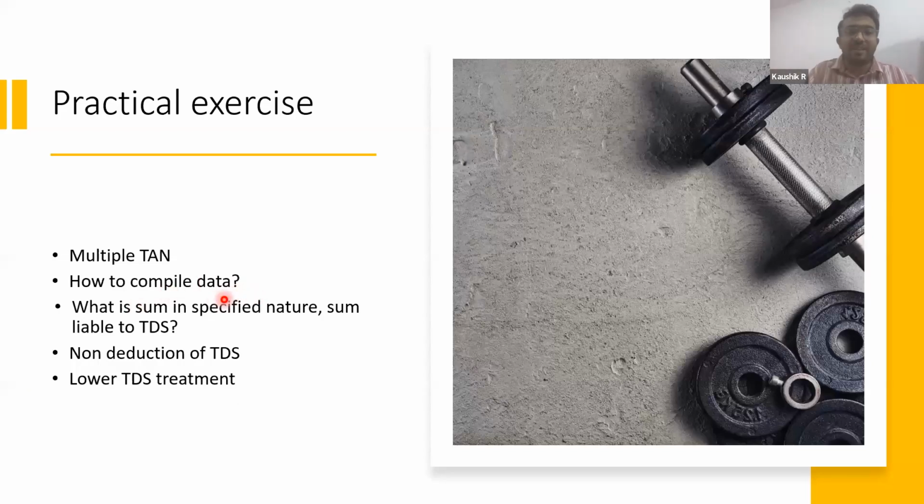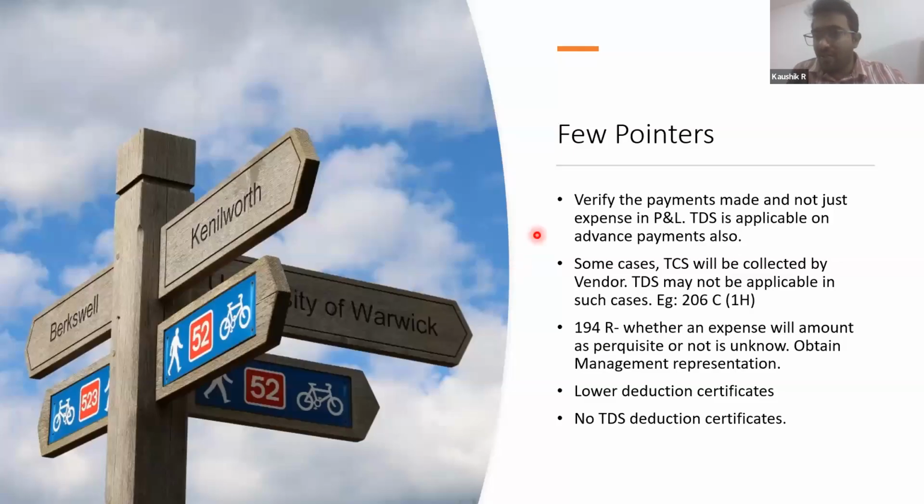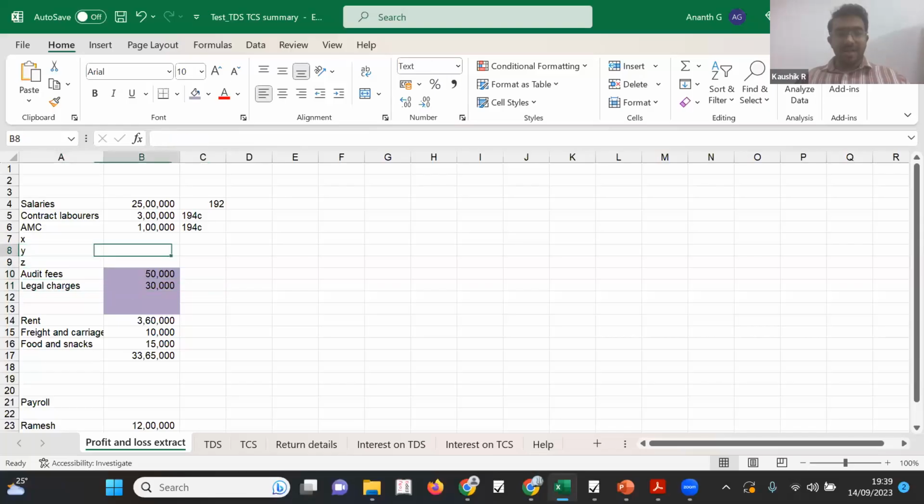Once the data is ready, I'll start filling in the table. What is the sum specified nature? All this we discussed. Non-deduction of TDS also we discussed. Lower TDS treatment also we discussed. Let us see, there are a few important pointers here. We should know this: payment made, and not just expenses in the P&L account. This is a very important point. In my profit and loss account, I can see only 33,65,000.